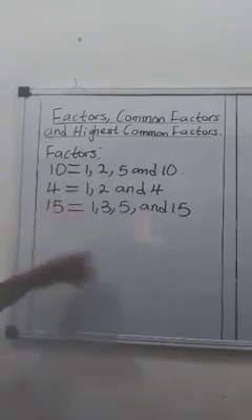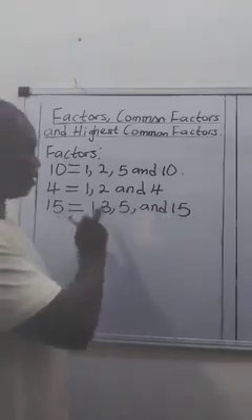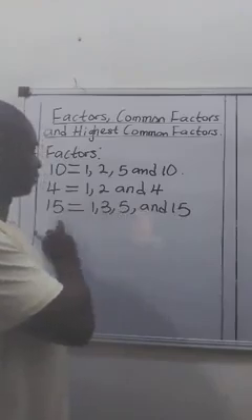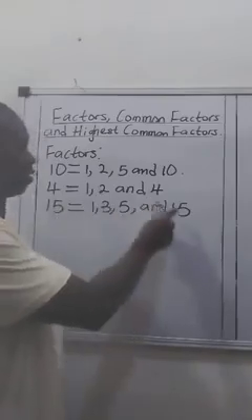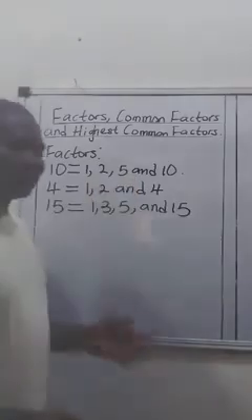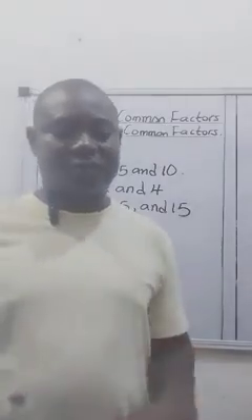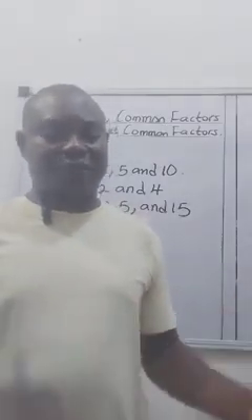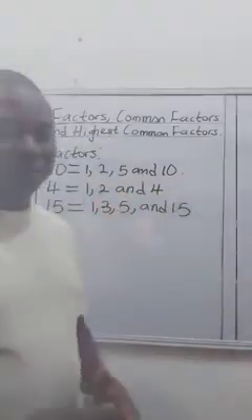What about 15? 1 times 15 will give us 15. 3 times 5 will give us 15. Or you can turn it the other way around: 5 times 3 is 15, or 15 times 1 is 15. With all this, without having the knowledge of the multiplication table, you may find it difficult to get all the factors.